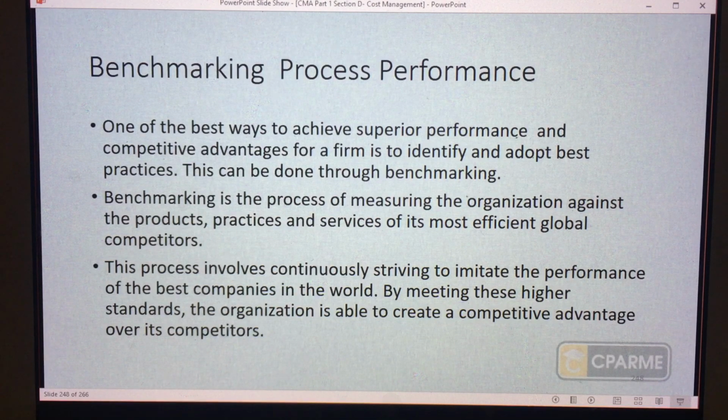But sometimes you have to move away from the imitation but to make that practice your own. Kasi nga, the culture and the practice may not per se be applicable to you. So you have to modify it in such a way that it applies to your circumstances. And by meeting itong higher standards na to, the organization is expected to create competitive advantage over your competition.